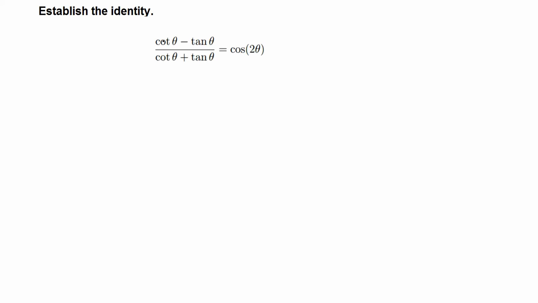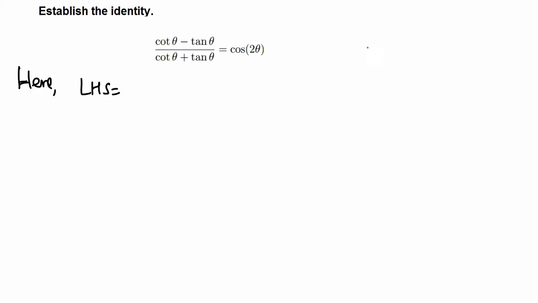Establish the identity: the ratio of this equals cosine 2 theta. Okay, since we have a fraction on the left hand side, let's start with the left hand side. So here, the left hand side is this fraction, which is cotangent minus tangent over cotangent plus tangent, and we have to get cosine 2 theta. And we know the formula.